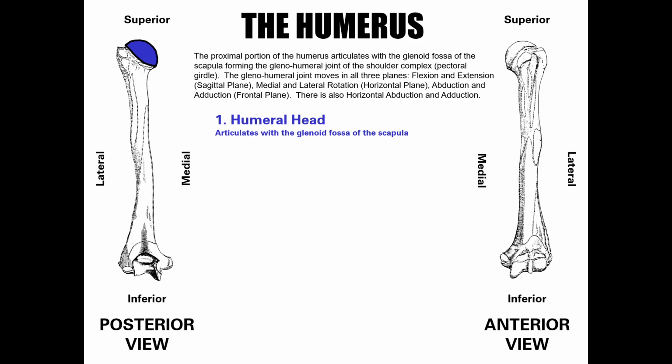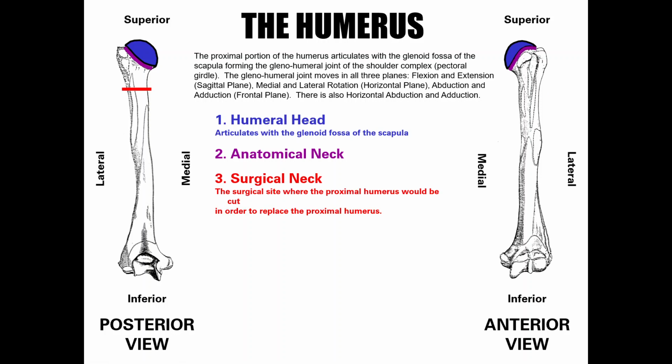So let's look first at the humeral head, not quite as big as a femoral head. It articulates with the glenoid fossa of the scapula, and so it's pointing medially. We have the anatomical neck, which is right under the head. And then we have the surgical neck, which is a little bit lower down. If you had to replace your shoulder joint or your GH joint for any reason, they would probably take off the entire proximal part of the humerus.